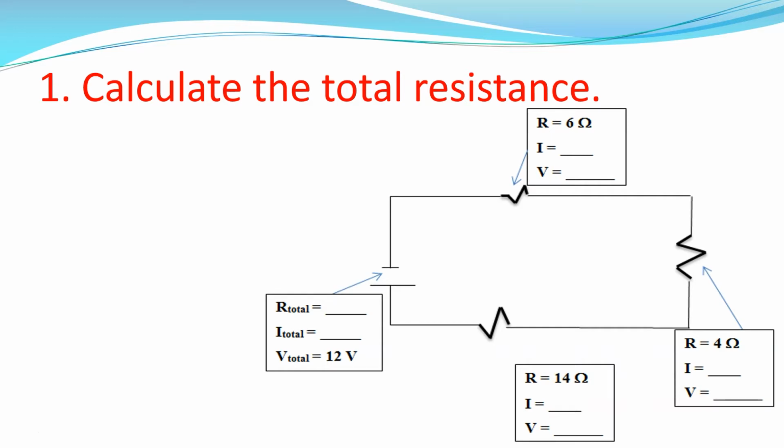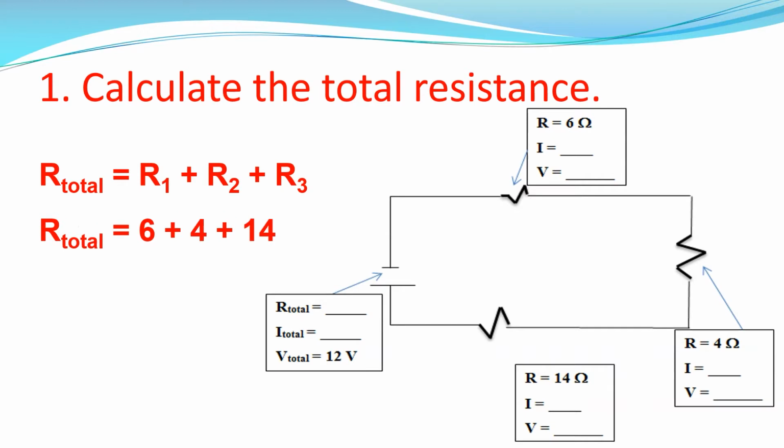Here I have a battery and 3 resistors. So I'm going to find the total resistance to begin with. Total resistance equals the sum of all resistors. So 6 plus 4 plus 14 gives me a total resistance of 24 ohms across that battery.